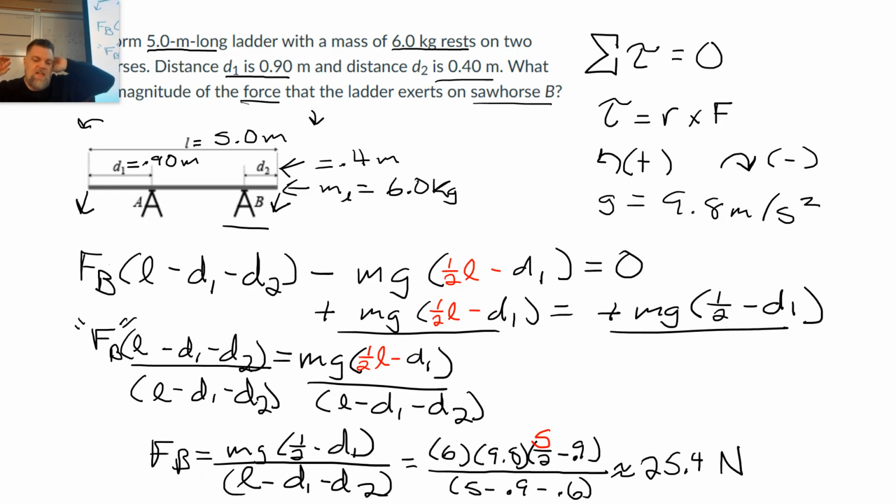So sorry about that. I wrote down the equation and kept thinking to myself, what is the 1/2? And then I had to think about it as I was teaching you guys. It's got to be 1/2 the length of the ladder. Okay. Minus D1, of course.